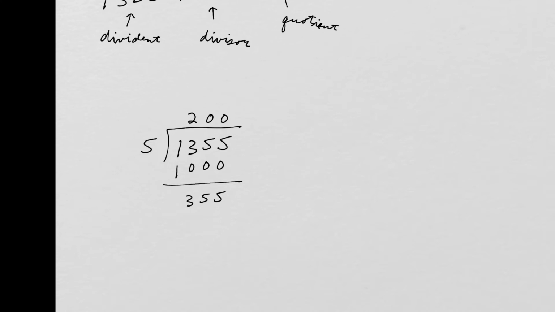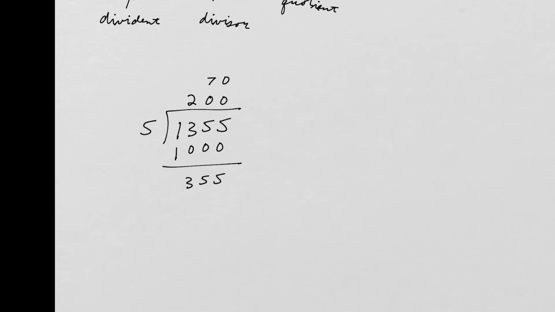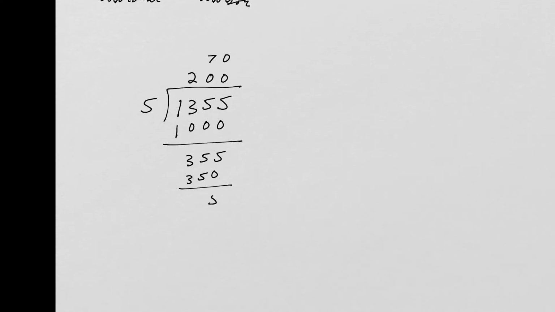Then I ask, well, how many times does 5 go into 3? Well, it doesn't go into 3, so I have to go to 35. How many times does 5 go into 35? It goes in 7 times. But again, because that 7 is in the tens place, really what I'm saying is 5 goes in 70 times. Okay, and then when I multiply 70 times 5, I get 350. Subtract again.